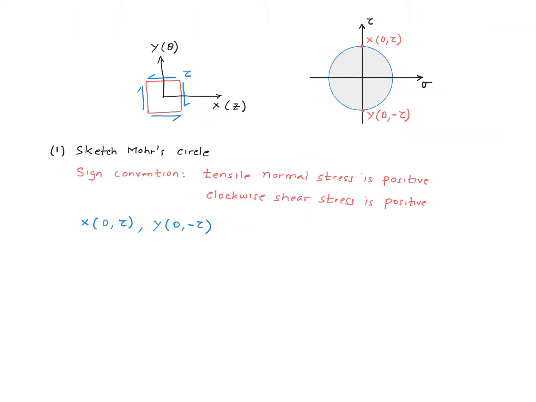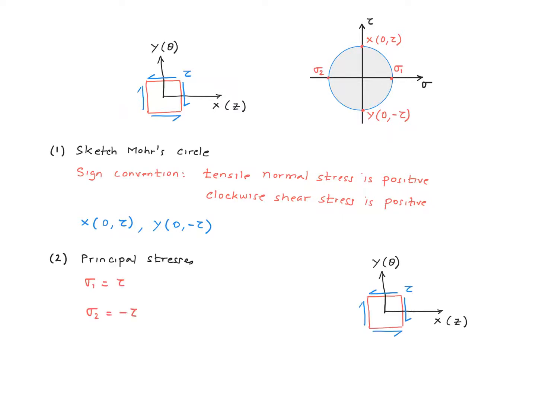To further analyze the state of stress, let's go ahead and sketch the Mohr circle. Here's our sign convention. Tensile normal stress is positive. Clockwise shear stress is positive. The sigma tau coordinates of the x and y planes are these, and here is a sketch of the Mohr circle. It can be seen that the radius of the circle is simply tau.